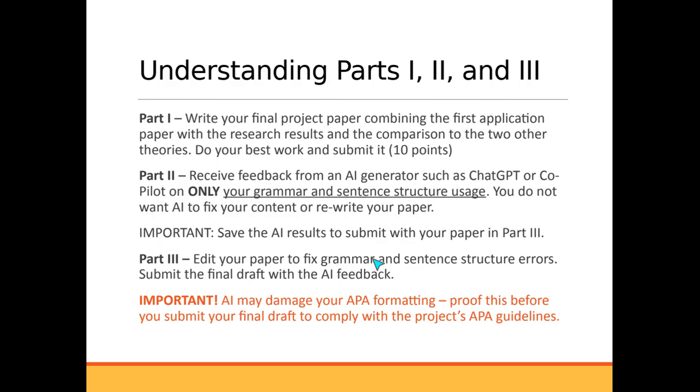It's just to help you fix that. It's not to help you think. You did that already and wrote the content, but it's to help you learn a little bit better how to do grammar and sentence structure. And then clean that up.